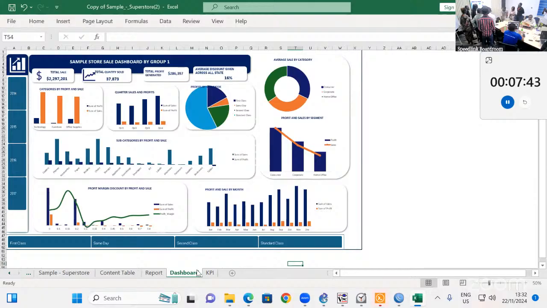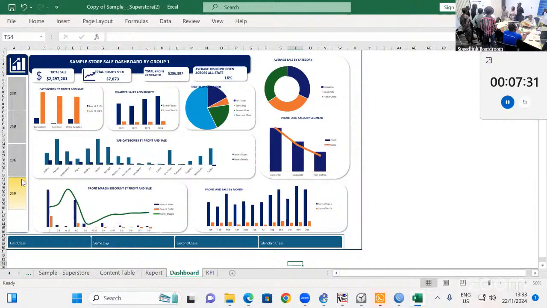So if we set our slicer to 2014, the profit margin changes. This is for 2017. If we make it 2015, you observe the change in the profit margin, which lets you know that it's an interactive, dynamic dashboard.